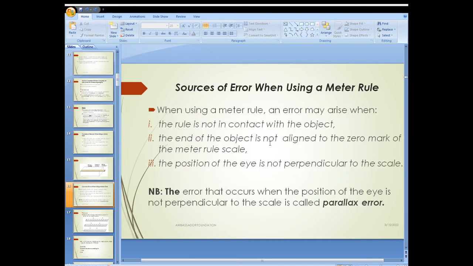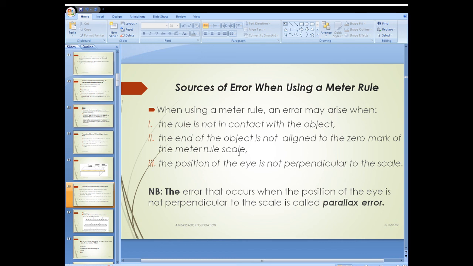Now, let's look at the sources of error when using a meter rule. The sources of errors when using a meter rule arise if you don't follow the 3 procedures I have given in our previous slides. So these are the errors: when the rule is not in contact with the object, when the end of the object is not aligned to the 0 centimeter mark of the meter rule scale, and when the position of the eye is not perpendicular to the scale. Those are the 3 sources of errors when using a meter rule.